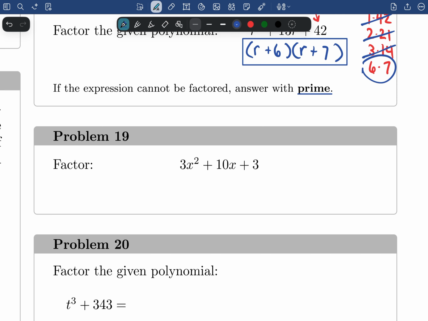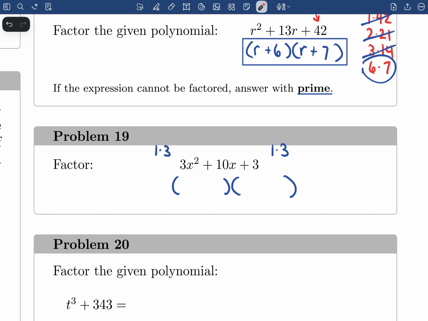Now, in trial and error, we take the A value and we find its set of factors, and we take the C value and find its set of factors. And luckily, the set of factors for the value 3, the A value, is just 1 and 3. And for the C value, also it's just 1 and 3 because 3 is a prime number. So sometimes trial and error will be very easy because we're dealing with prime numbers for the A and C values. In this case, that's true. So I set up my two binomials and I put a 1x and a 3x.